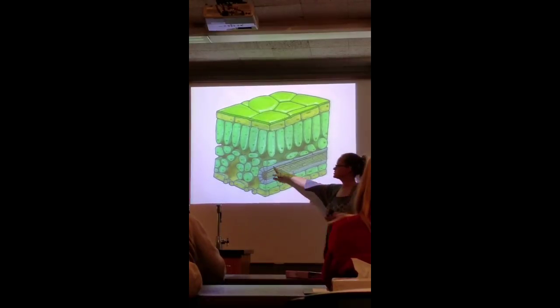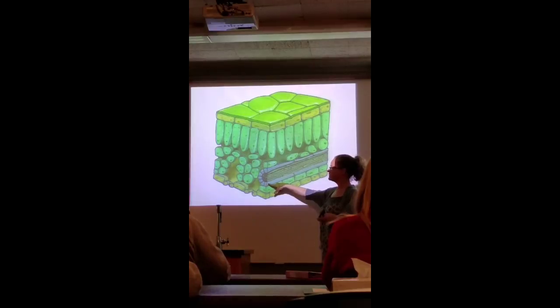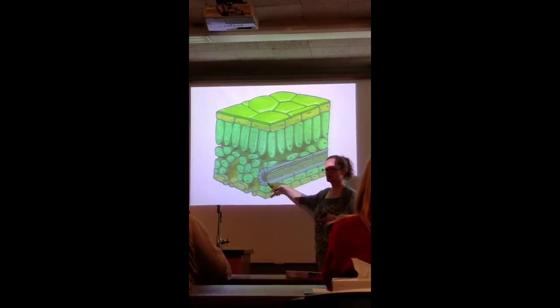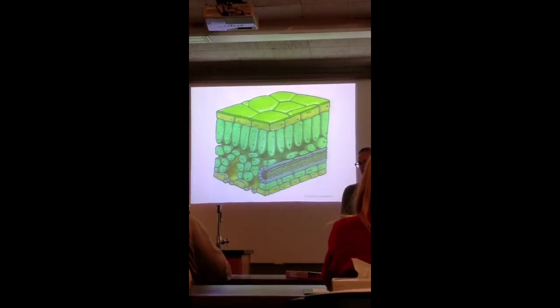Okay. What is this structure right here? Vascular bundle or vein, yep. And this outermost layer of cells is the bundle sheath, and it's made up of what simple cell type? Sclerenchyma.